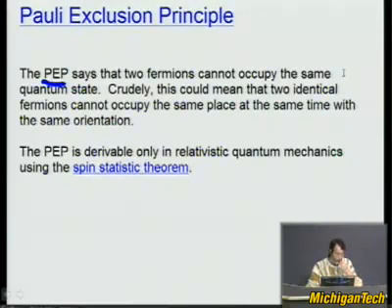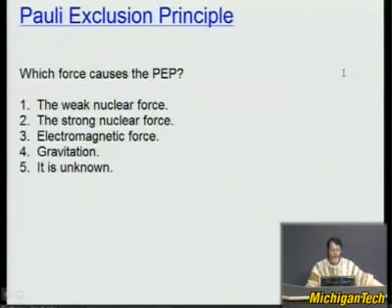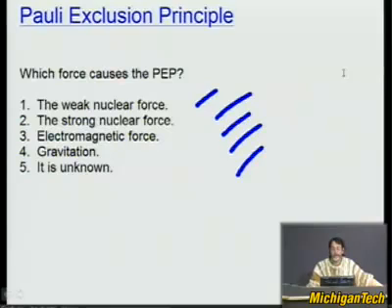This has been an observed fact for quite a while. It is derivable somewhat from mathematical discussions, which we'll just touch on, called the spin-statistics theorem in relativistic quantum mechanics. All right, so what force causes the Pauli exclusion principle? Is it the weak nuclear force, the strong force, electromagnetic force, gravitation, or is it not known?